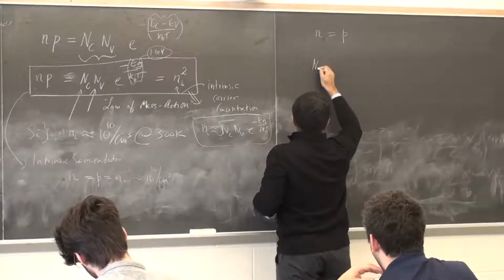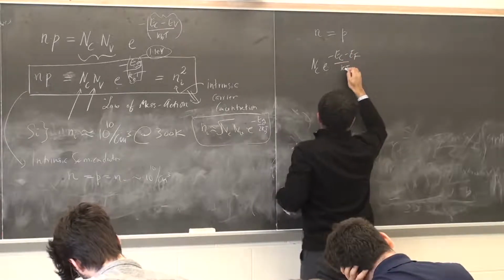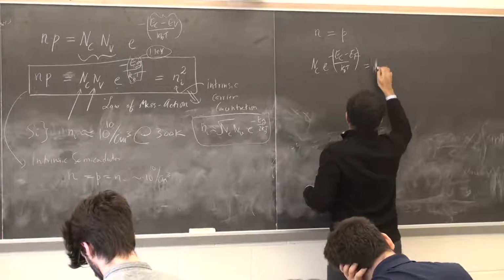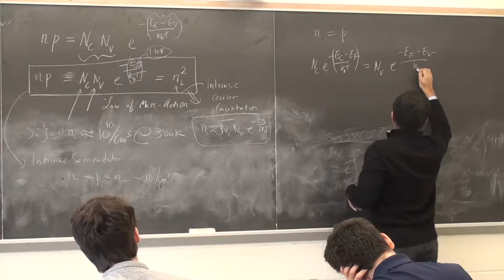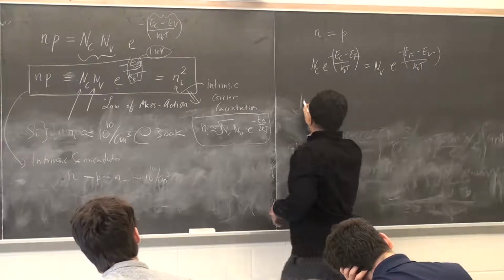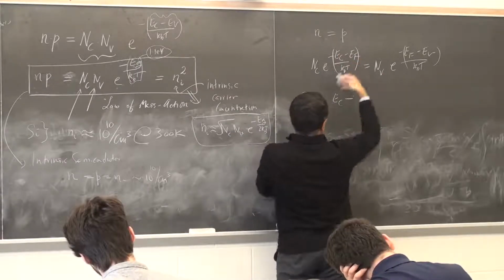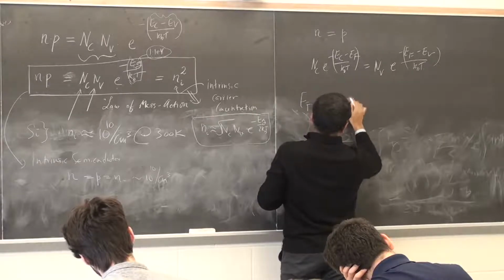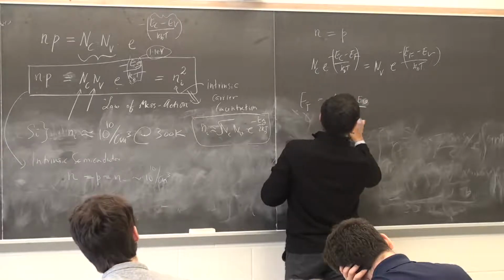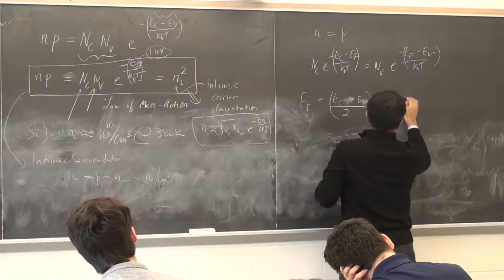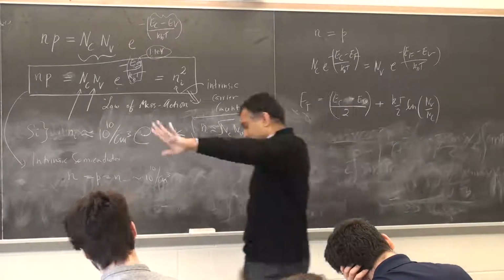Therefore, I can just write NC e to the power minus (EC minus EF) over kT is equal to NV e to the power minus (EF minus EV) over kT. From here, you can take the log and write down that EF will be, in the form that makes sense to me, kT by 2 natural log of NV over NC.